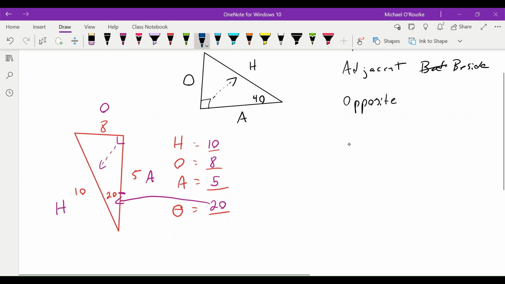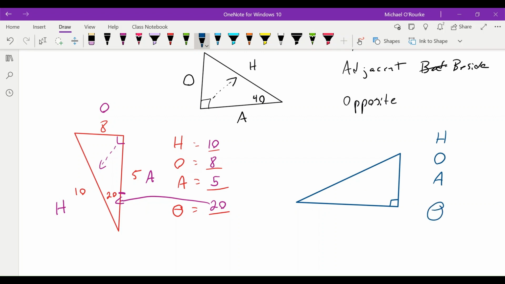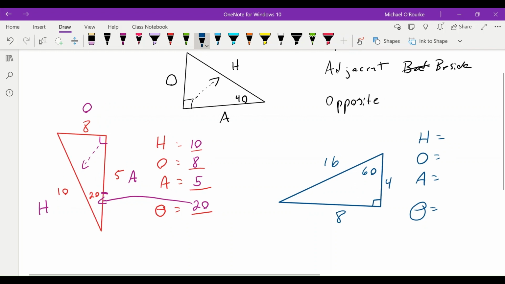Now let's try a new one. So I'm going to write over here H, O, A, and theta. I'm going to fill in some numbers here. I'm going to put that 60. Let's go 16, 8, and 4. So I want you to write that on your whiteboard and try to solve it exactly the way I did before. So if your teacher can pause it right now, and when everyone's ready, unpause it, and we'll have the answer.